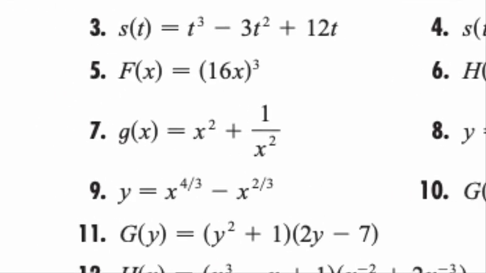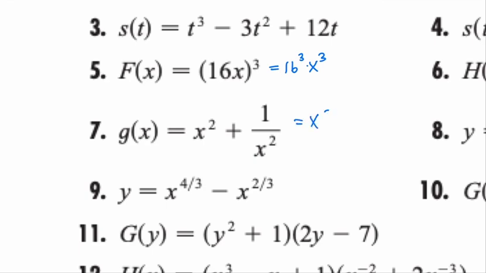But number 5, you have to take that third power and put it onto both things. So that's 16 to the third, x to the third. We don't know how to differentiate that any other way. A way is coming, but at this exact moment, we don't have a way to do that, okay?